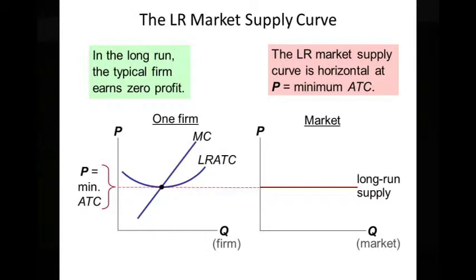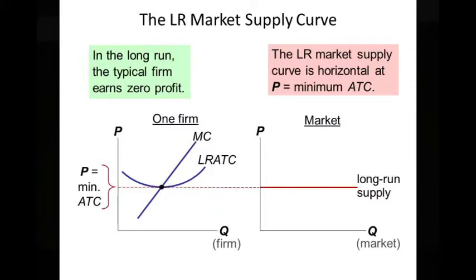So let's take a look at the shift in the demand curve in both the short run and the long run. We looked at the shifts in the supply curve and what it means to exit or enter. So now let's look at the shifts in the demand curve. Assume that the market begins in the long run equilibrium. This means that the firms are earning zero profit, and that the price equals the minimum of the average total cost.